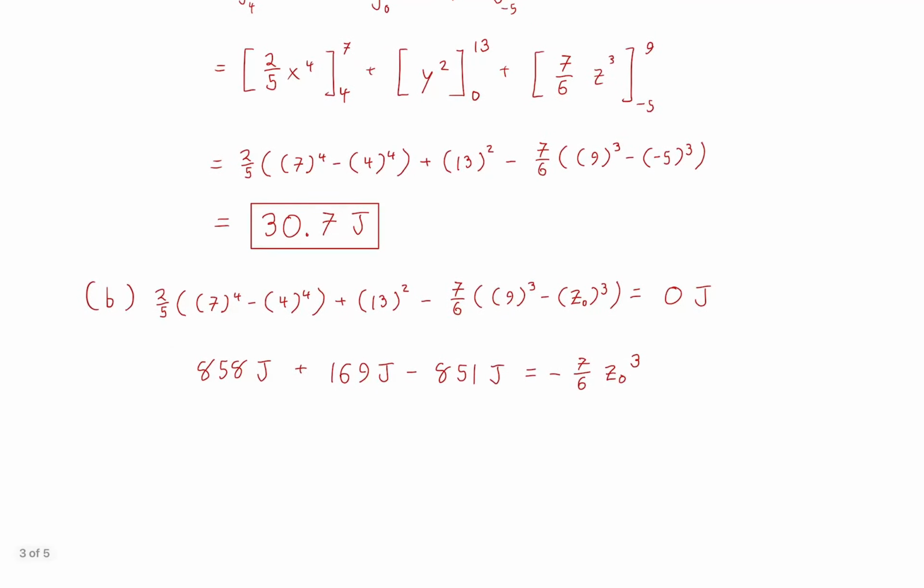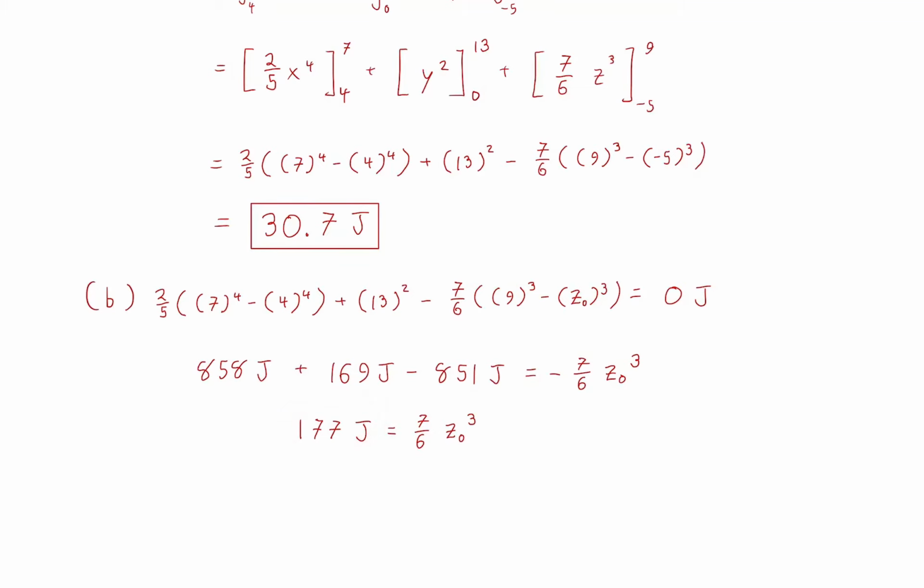So here I've just found that this term here is 858 joules. The 13 squared is, of course, 169. And then I'm going to take the negative 7.6 times 9 cubed, which is negative 851, and then I'll move this term over here. So what we have is a negative times a negative when I distribute the negative in, so it becomes positive, but then when I subtract it from both sides of the equation to bring it over to the right side, it becomes negative. Okay, so that's important. And then when I take 858 plus 169 minus 851, I'm left with 177 joules.